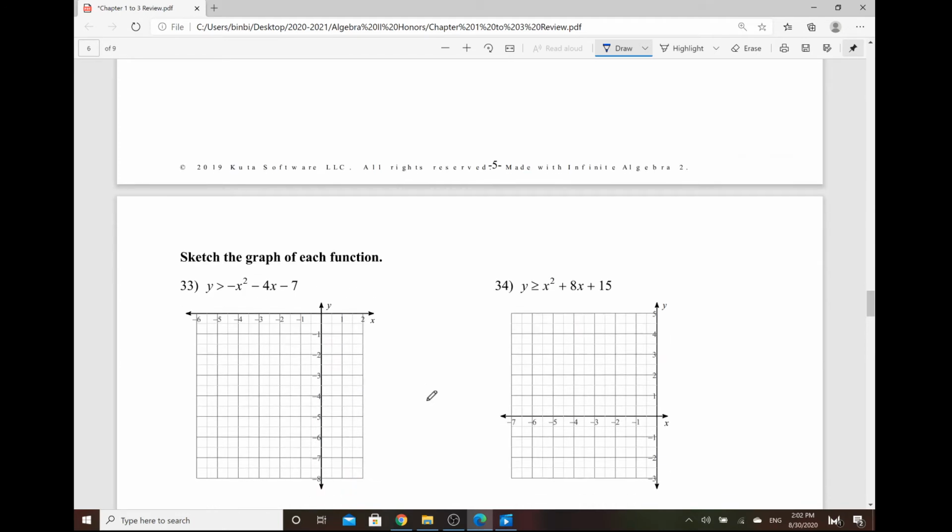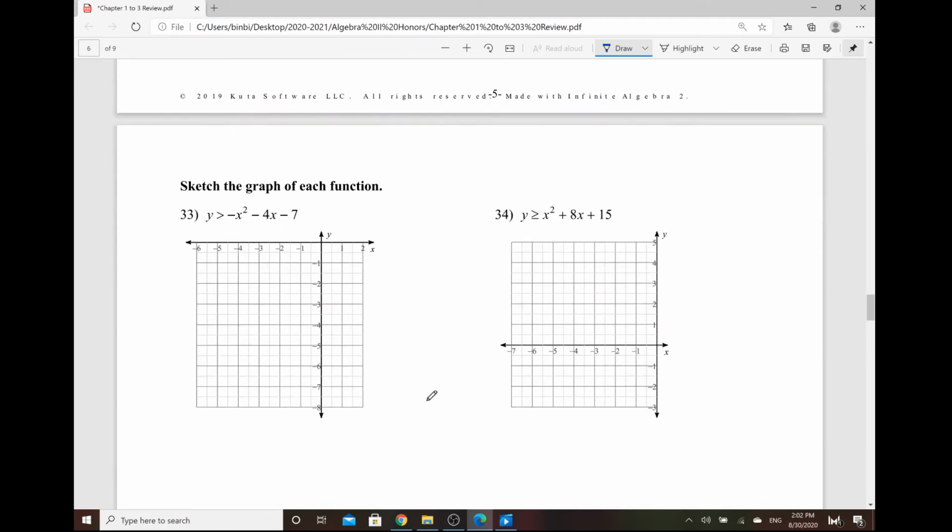Okay, so quadratic inequality. Anytime you want to sketch the graph for a quadratic inequality, I can do it either way. I can complete the square, or we can just use the vertex formula, which is negative b over 2a. So the y-intercept would be 15. You just plug in 0 for x. So positive 15. So it's all the way up here. So there's no way we can plot that point.